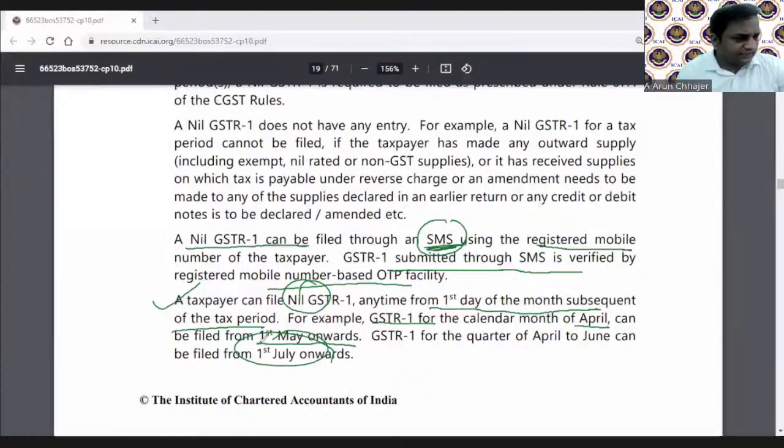Annual return GSTR9, sir. There is a separate discussion on the annual return. We will discuss it, but just to answer your question, the form number is GSTR9 for regular and 9A for composition.